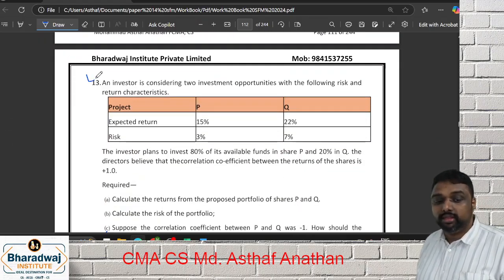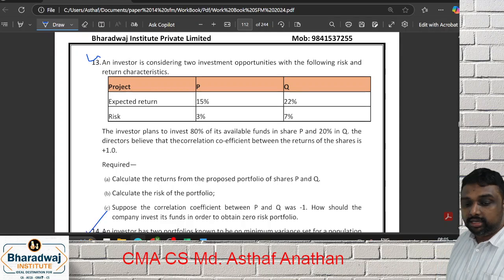See, this question number 13. If you take your notebook, see the first two parts.